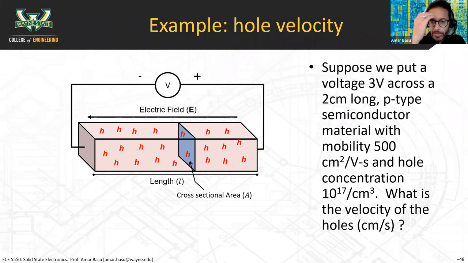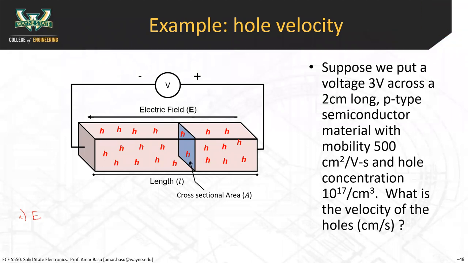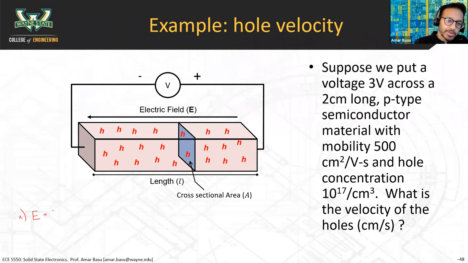All right, how about we start with the electric field? Do we have an answer for the electric field? Isn't it just voltage over length? Yep. So it's voltage divided by the length, 3 volts over 2 centimeters, so 1.5 volts per centimeter.